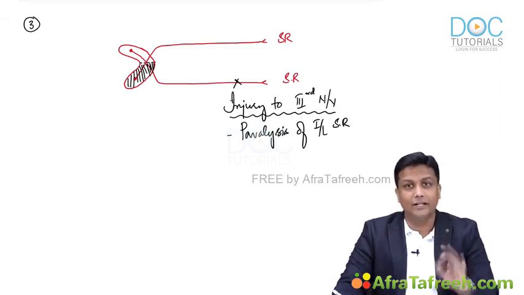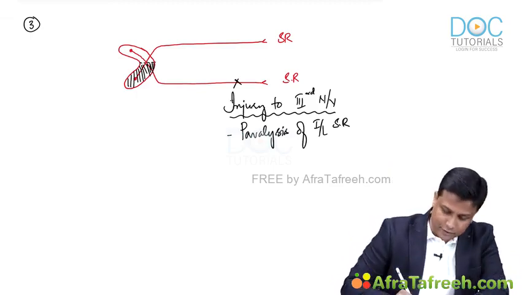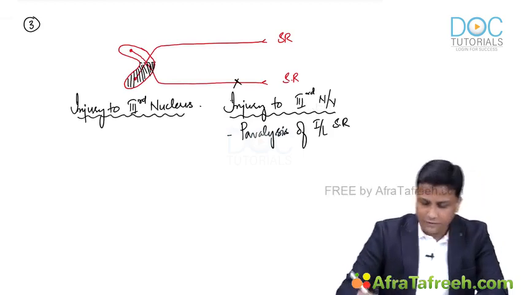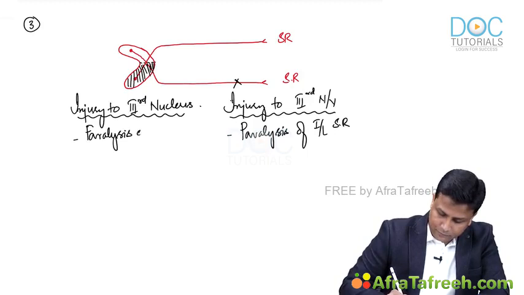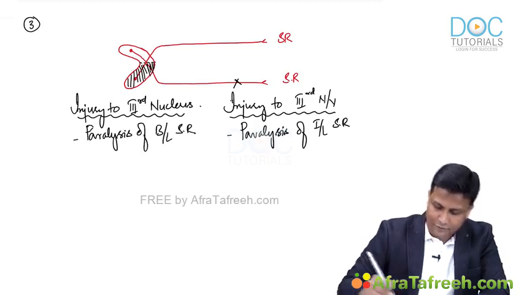That's the reason why there will be paralysis of bilateral superior rectus. That's important. So second condition here, if there is an injury to the third nerve nucleus, the oculomotor nucleus. If there is injury to the oculomotor nucleus, then what will happen? It will actually lead to paralysis of bilateral superior rectus guys. Bilateral superior rectus.